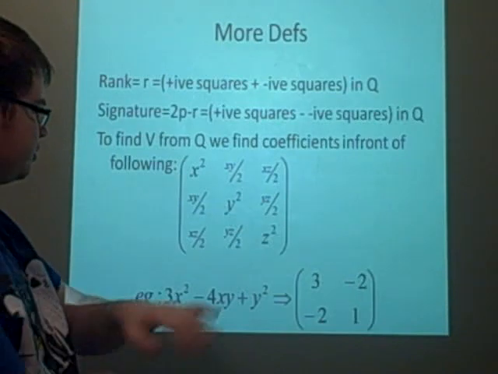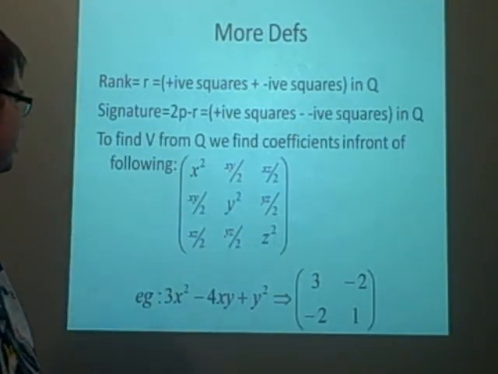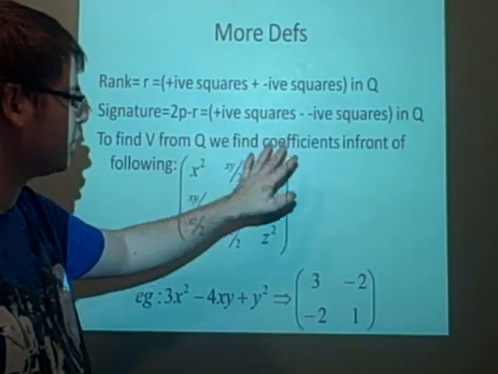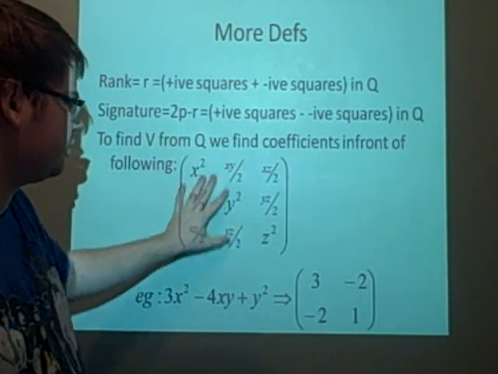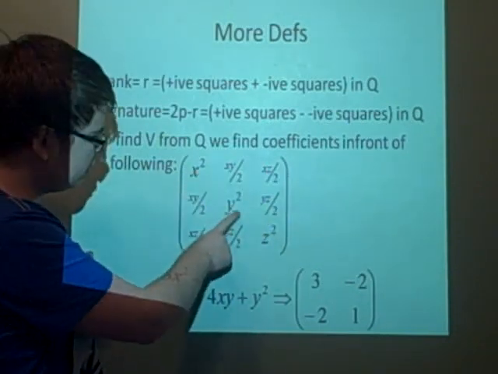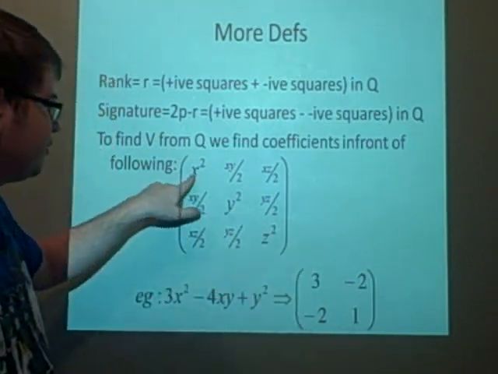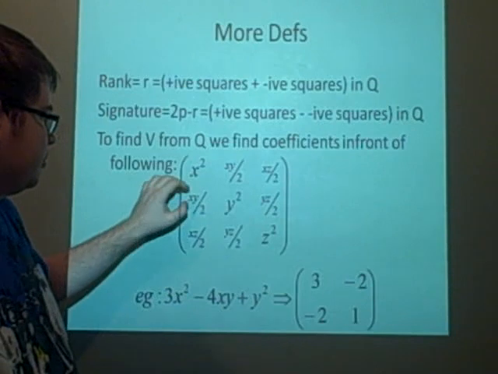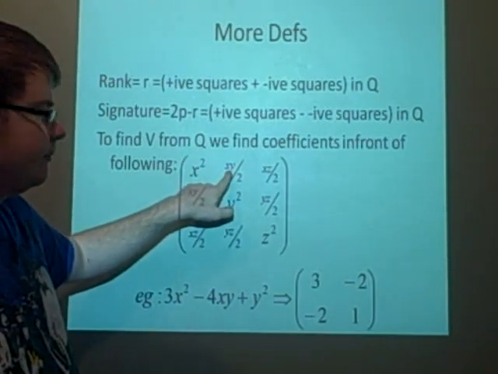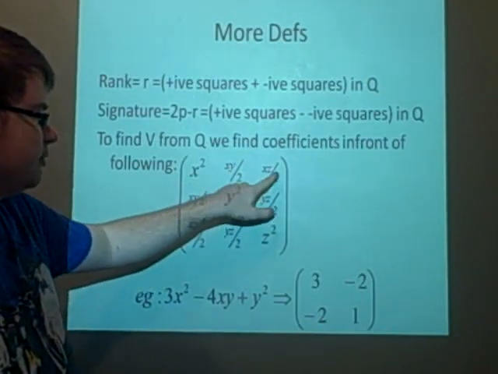Right, and now this part wasn't actually given to us, but I've just worked it out that if you want to find V from Q, then we find the coefficients that are in front of each of these things here. So down the diagonal we've got x squared, y squared, z squared, w squared, and so on. Whatever's in front of that we put in this place. Whatever's in front of the xy, you have to divide that by 2 and put that there. Same for every other space.